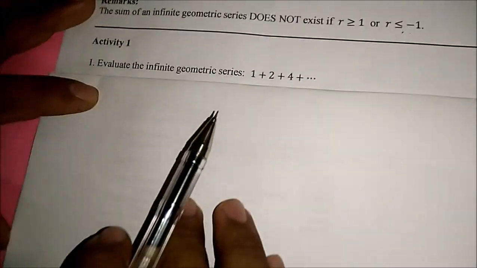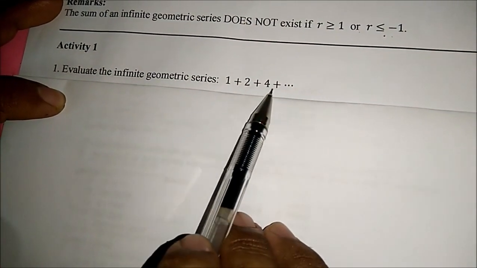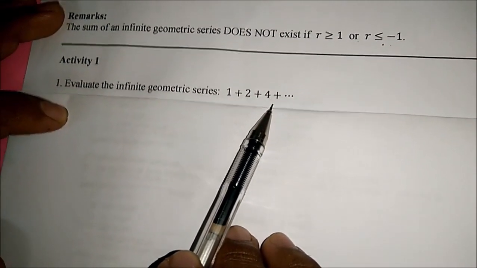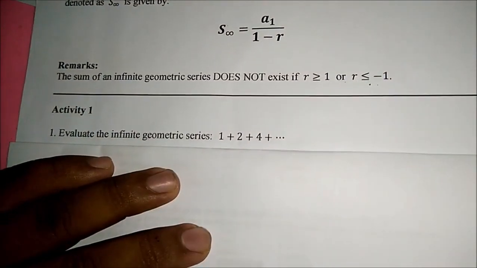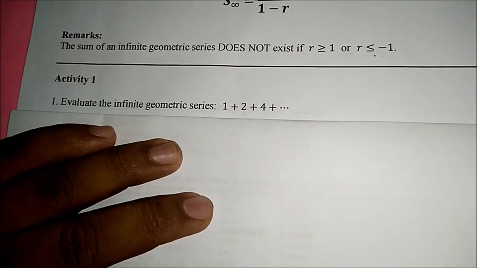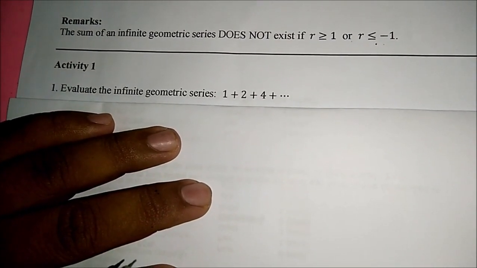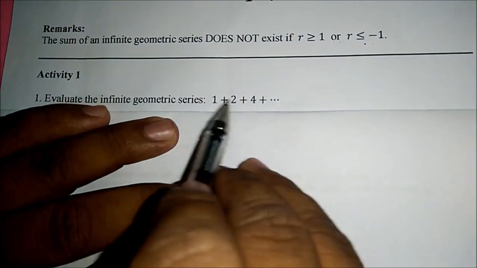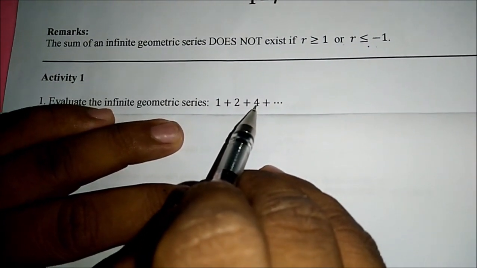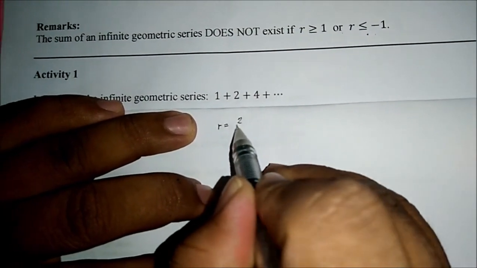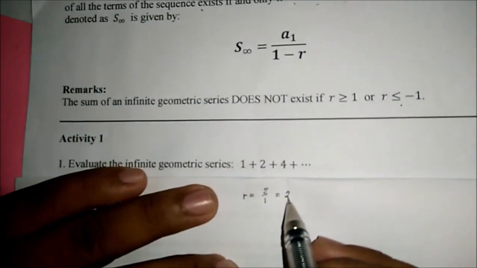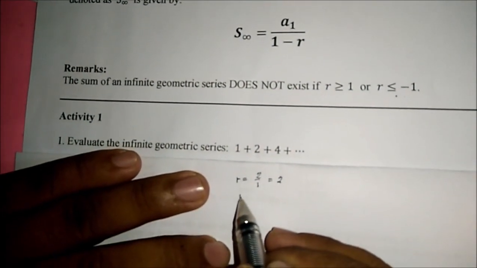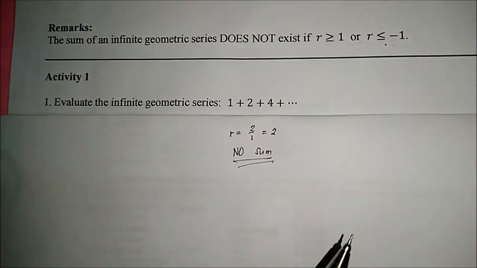So, let us evaluate the infinite geometric series 1 plus 2 plus 4. First, you have to get the ratio, para ma-check kung solvable ba o hindi. So, since the first term is 1, the second term is 2, the third term is 4, the ratio would be 2 over 1. So, 2 over 1 is 2, and 2 is greater than 1. Therefore, the sum does not exist. So, simply write no sum, or the sum does not exist.